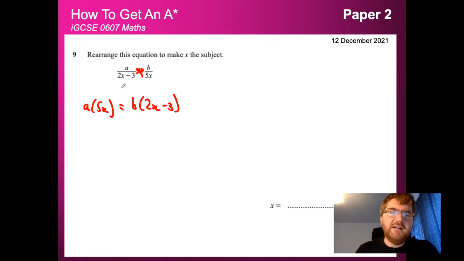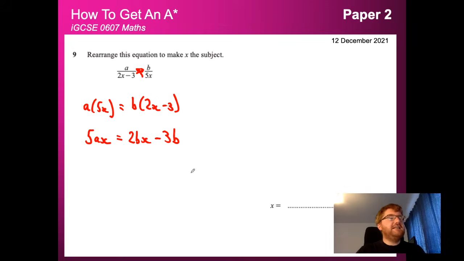Then we're going to multiply this out. So a times 5x is going to be 5ax. b times 2x, well, that's just going to be 2bx. And then b times minus 3 is minus 3b.